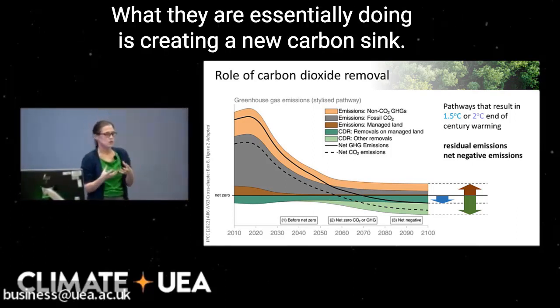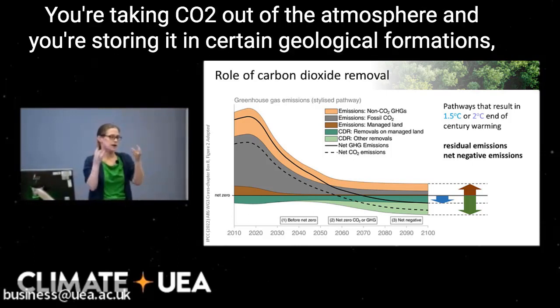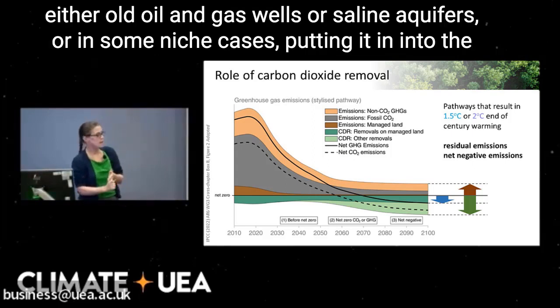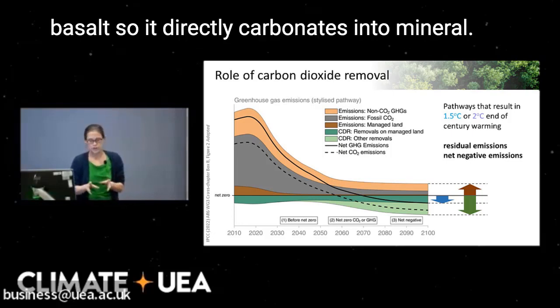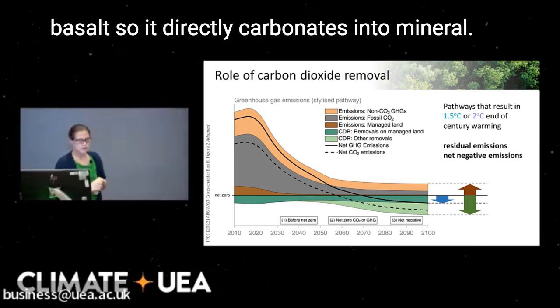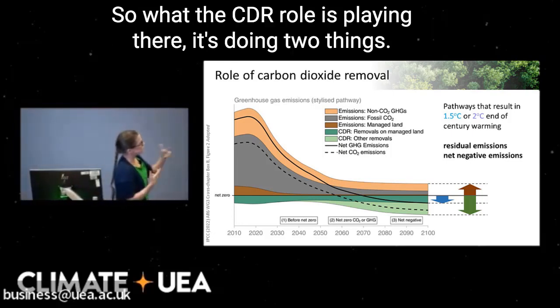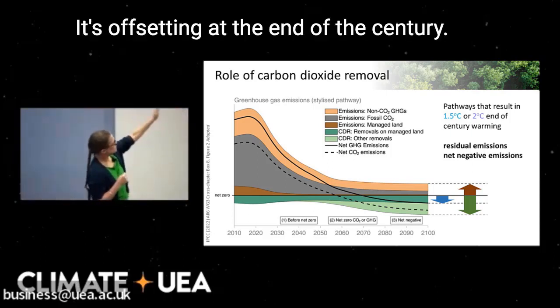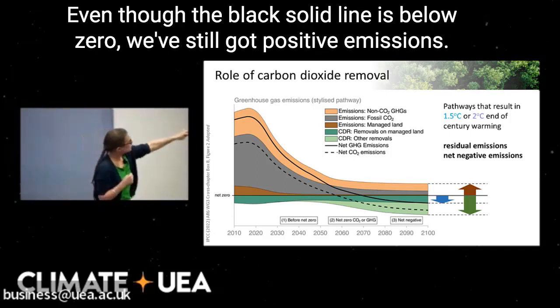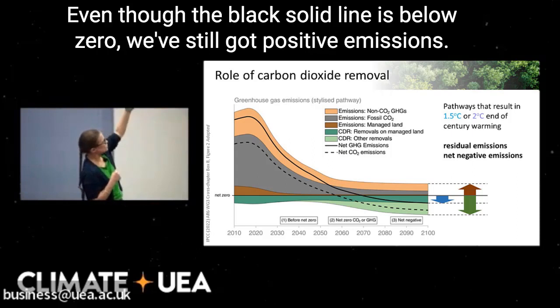What they are essentially doing is creating a new carbon sink. You're taking CO2 out of the atmosphere and you're storing it in certain geological formations, either old oil or gas wells or saline aquifers, or in some niche cases, putting it into basalt so it directly carbonates into mineral. So what the CDR is playing there is doing two things. It's offsetting at the end of the century, even though the black solid line is below zero, we've still got positive emissions.